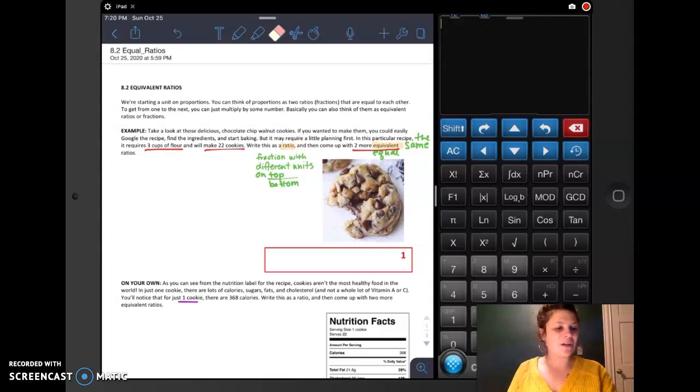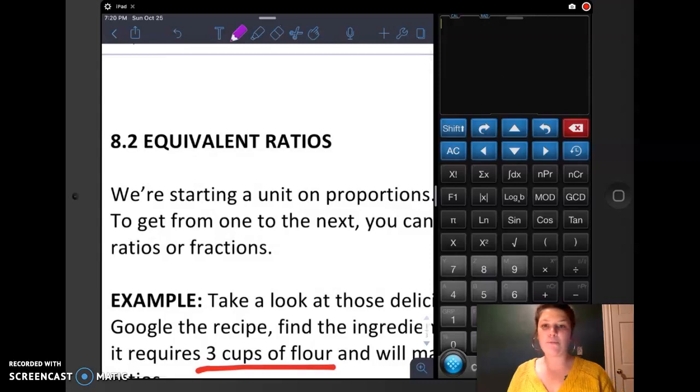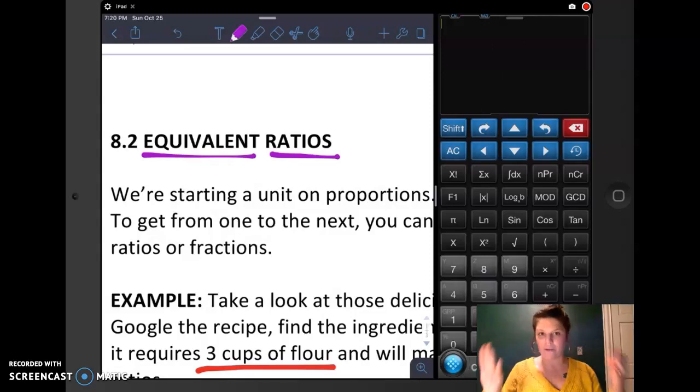All right, so like I said, this is 8.2, and the two words that make up the name of this lesson are equivalent, which is the same thing as saying equal or the same, and ratios, which is fractions. So we're going to be talking about real life scenarios that can be broken down into a mathematical language of equal fractions. So what do we mean when I say equal fractions? I mean numbers that are the same but might look different written as fractions.